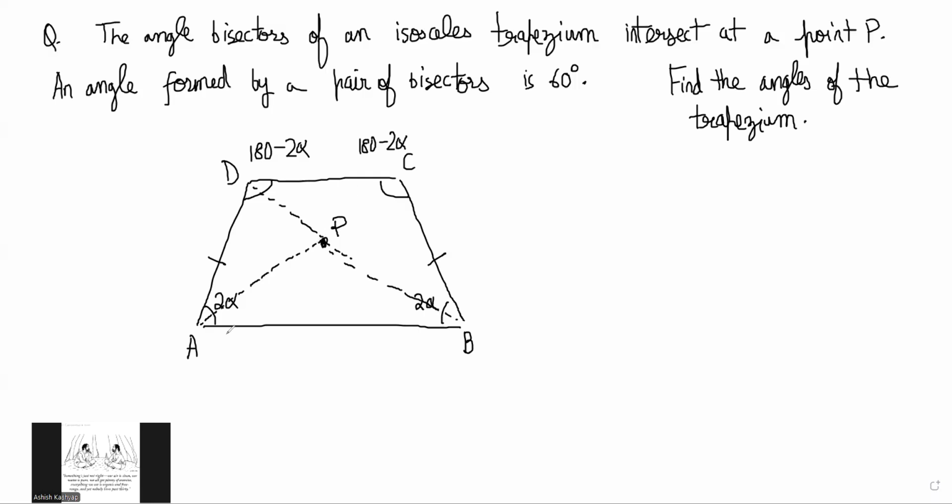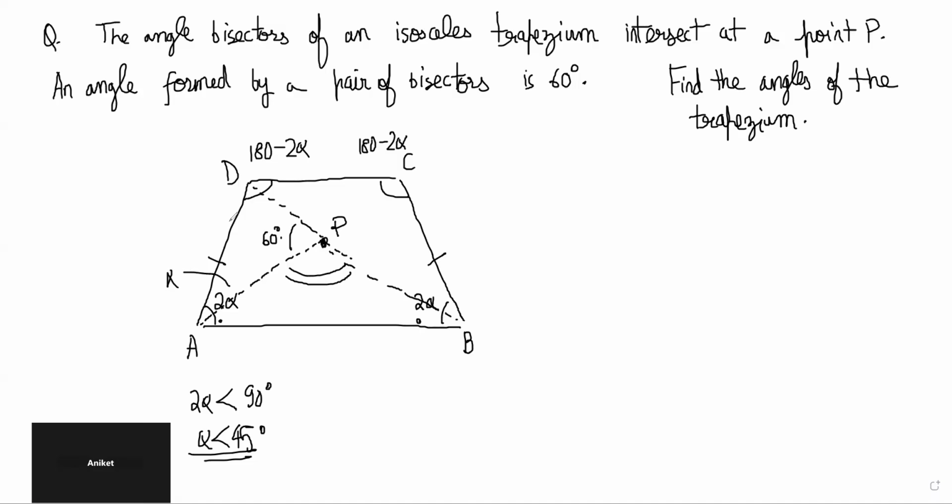So first of all we know that 2 alpha is less than 90, so alpha is less than 45. And then we have alpha here, and this angle. So this angle is bigger than 90. So this angle must be 60, right? So this is alpha, this is 90 minus alpha. One second, something is wrong. Okay, so this cannot be 60 then. This has to be 90 then, right?